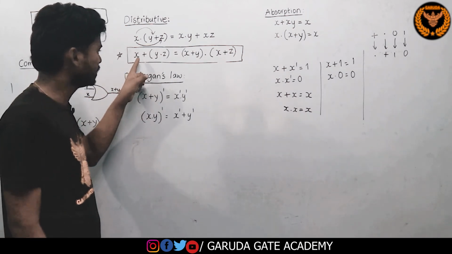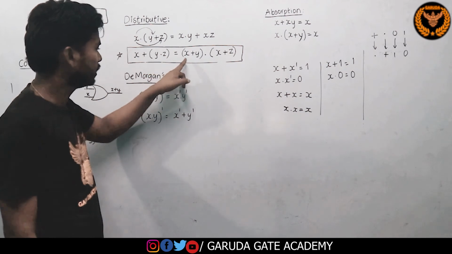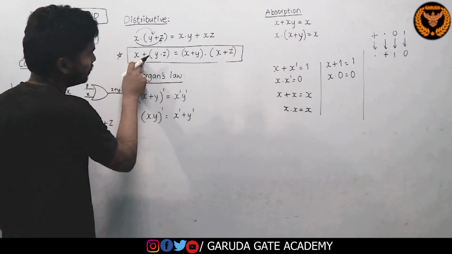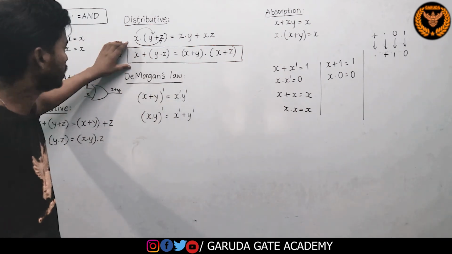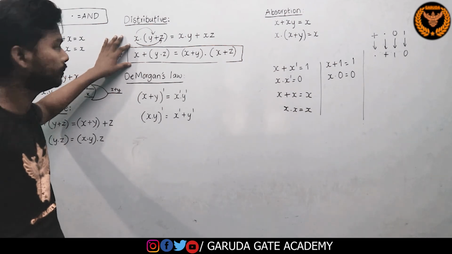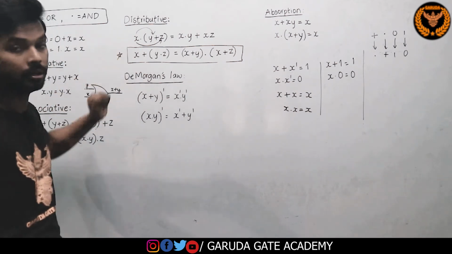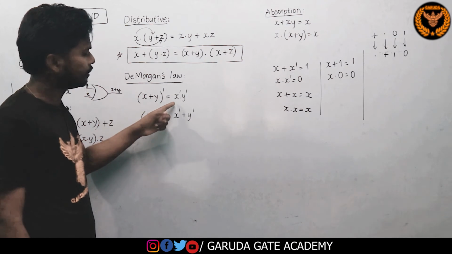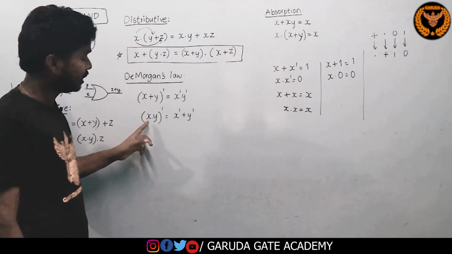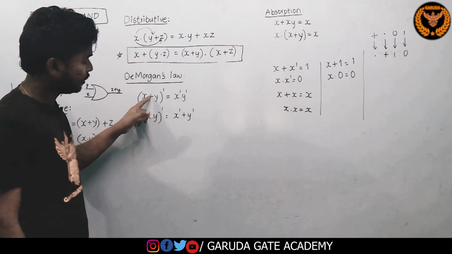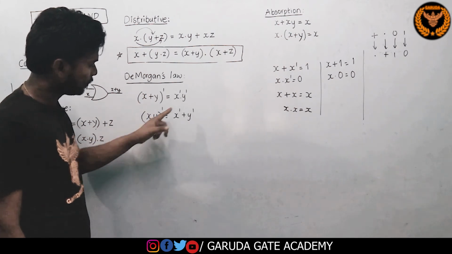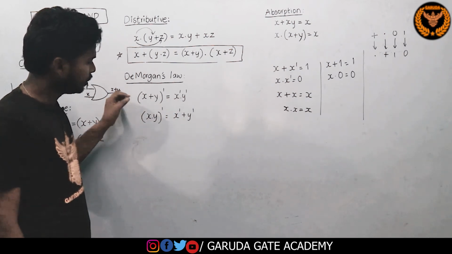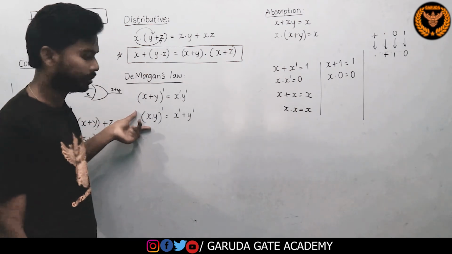So wherever you find x plus y dot z, which can be (x plus y) dot (x plus z). This plus is acting as a dot here. So this is the most important property that you have to remember. Okay, and this is not available in ordinary algebra. And the next comes De Morgan's law. (x plus y) whole bar is equal to x bar dot y bar. And here also, if you observe, plus is replaced with dot, and here dot is replaced with plus, and everything holds. Okay, so this one is dual function of this one.